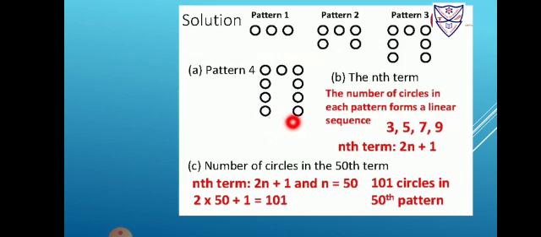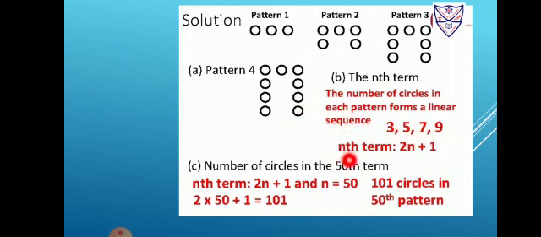Here students, we can also find the nth term. This may come in your later classes. The number of circles in each pattern forms a linear sequence. Linear sequence means what? In every pattern we are adding 2, adding 2, adding 2, which means the difference remains the same. So it is known as a linear sequence. So the first pattern, how many circles are there? 3. So here we have written 3. For the second pattern, 5. For the third pattern, 7. And for the fourth pattern, there are 9 circles.